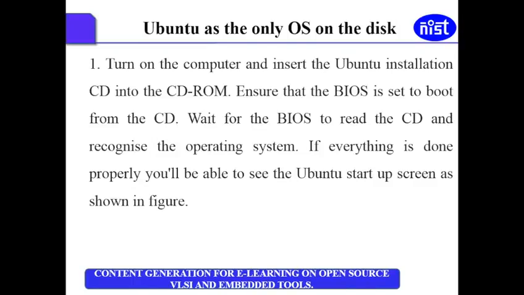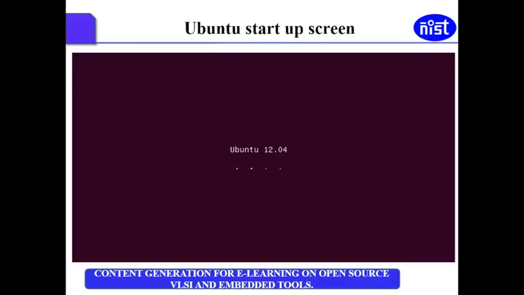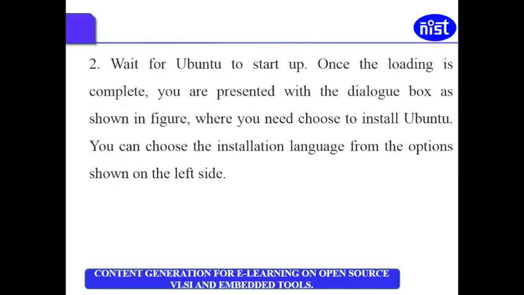Ensure the BIOS is set to boot from the CD. You need to set the BIOS first, then you can do it. Wait for the BIOS to read the CD and recognize the operating system. If everything is done properly, you will be able to see the Ubuntu startup screen as you saw here. Then wait for Ubuntu to start up. Once the loading is completed, you are presented with the dialog box as shown in the figure, where you need to choose install Ubuntu.